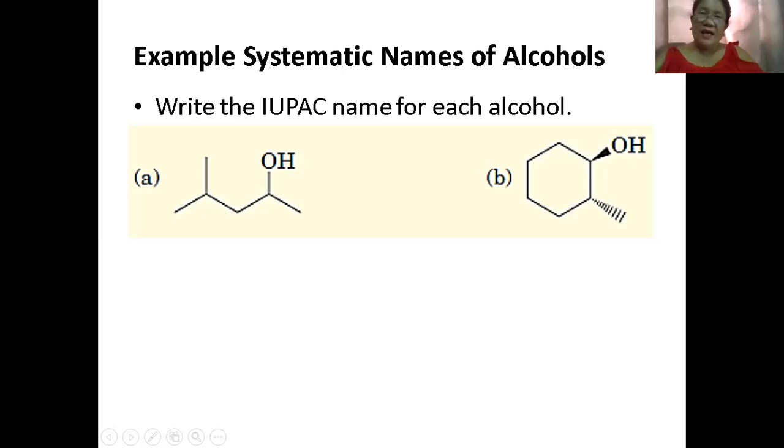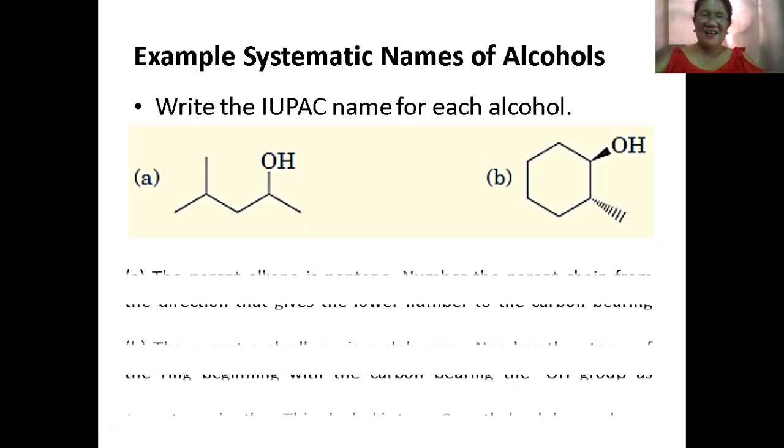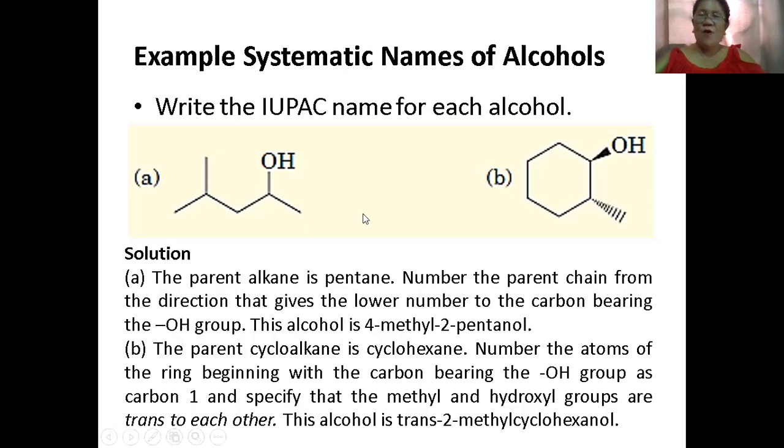Therefore, it is now 2-pentanol. But there is a substituent at carbon 4, a methyl. Therefore, finally, its name is 4-methyl-2-pentanol. So, 4-methyl-2-pentanol.